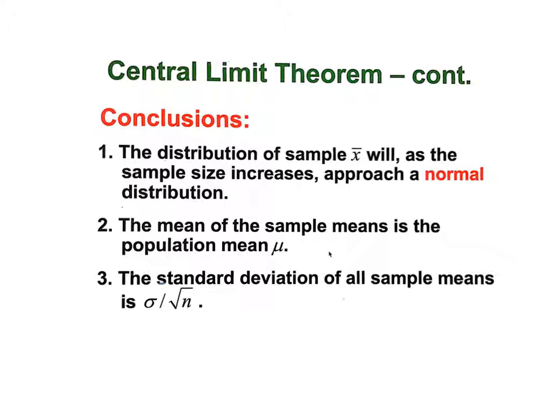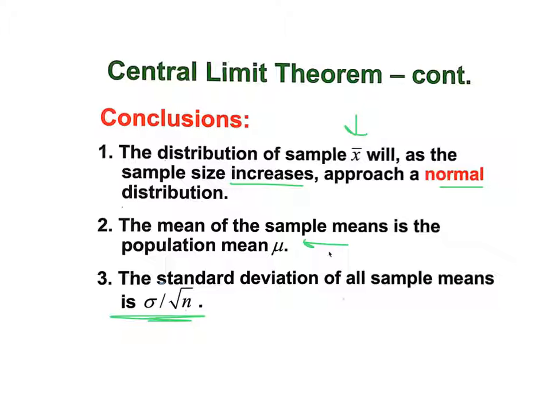All right, more stuff. Conclusions about the central limit theorem. These are huge. Make sure you get these. The distribution of sample mean x bar will, as sample size gets bigger, approach a normal distribution. So the bigger your sample size, the more normal it becomes. That is the distribution of the x bars, the distribution of the sample means. The mean of the sample means is the population mean. So whatever the mean is in our distribution of the sample means, that is always equal to the population mean.